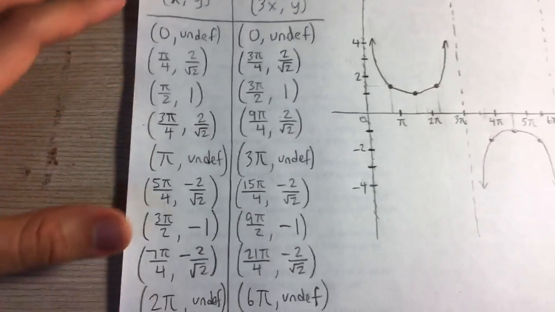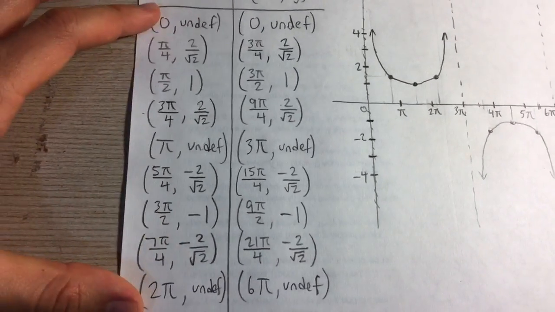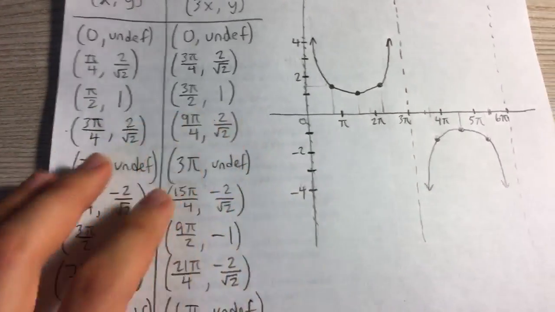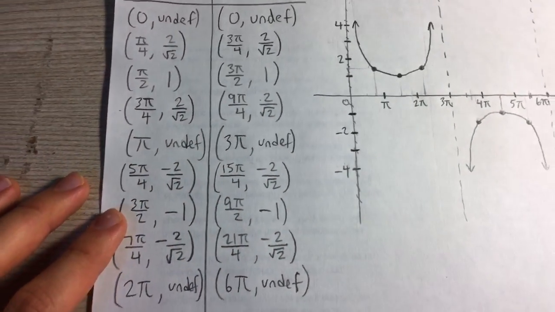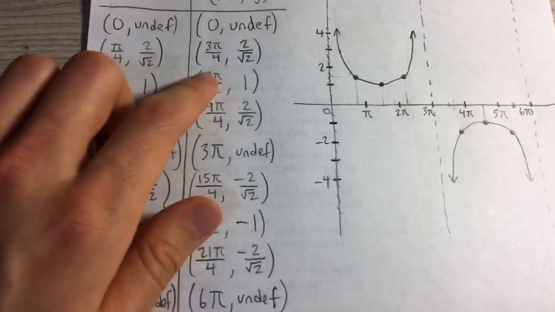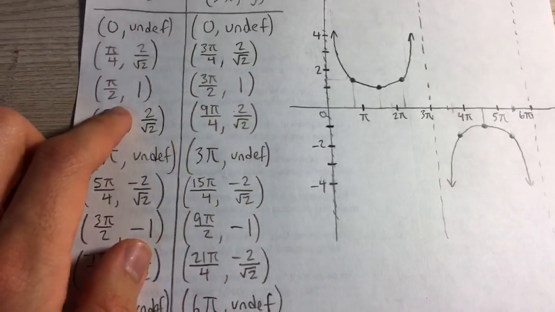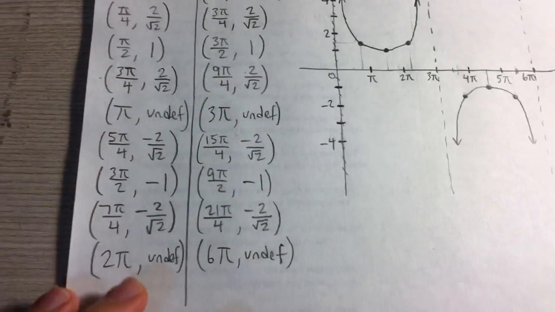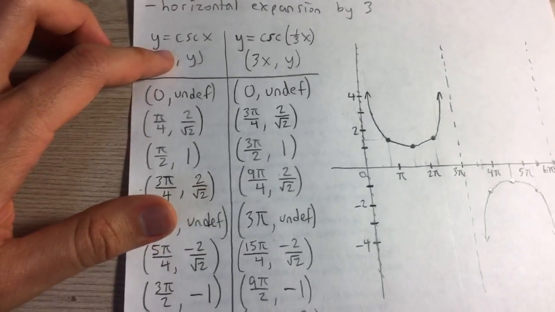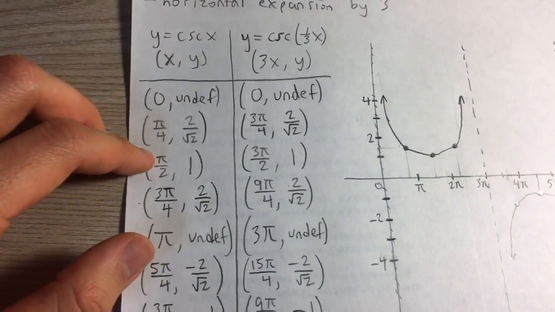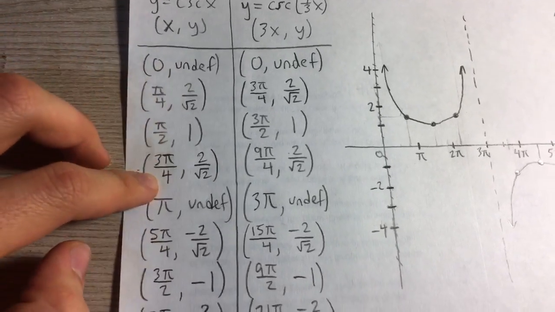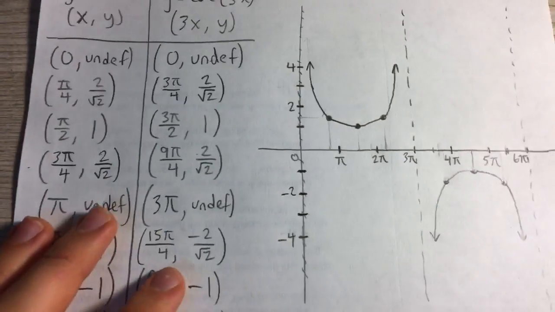So I plotted a bunch of points on the original graph. You probably don't need to plot all these points, but it's good to see the behavior of the graph. And even though it looks like a lot of writing, all I did was take the x coordinates and multiply them by 3. See, pi over 4 became 3 pi over 4, pi over 2 became 3 pi over 2, etc. And also remember on the cosecant graph, cosecant is 1 over sine. So I'm just looking for 1 over sine pi over 4, 1 over sine pi over 2, 1 over sine 3 pi over 4, etc.